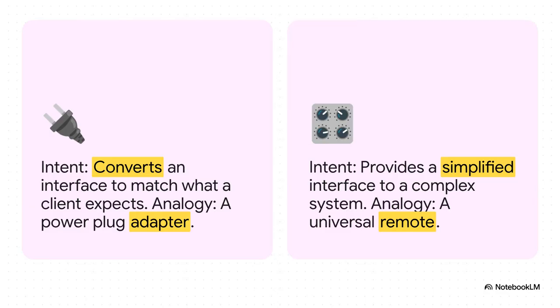So let's just bring it back to our real-world analogies, because they're perfect. An adapter is that power plug adapter. Its whole purpose in life is to make an incompatible plug fit. A facade, on the other hand, is that universal remote with the one big watch movie button. It takes a dozen complex steps and boils them all down to a single, simple click.